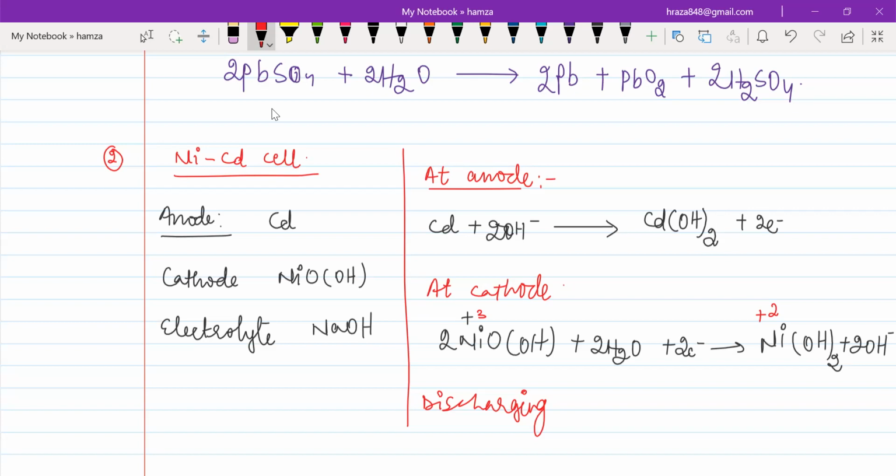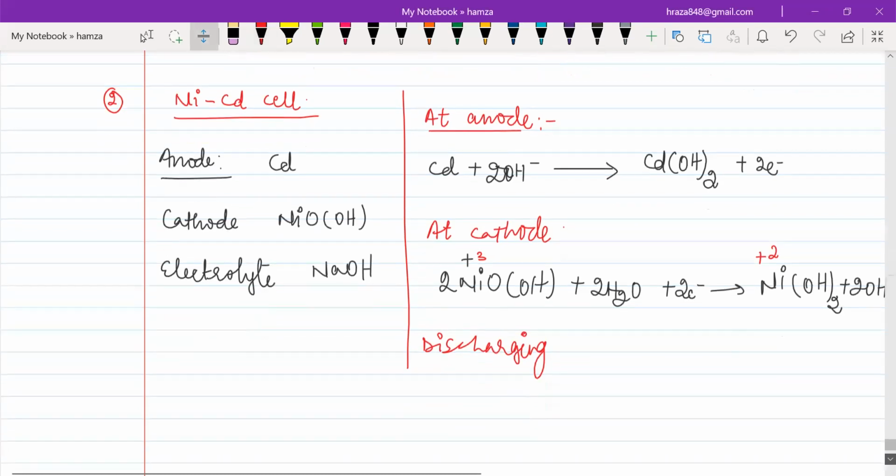Let me know when you are done with this. So can anyone write the discharging? Please match the reaction for discharging.